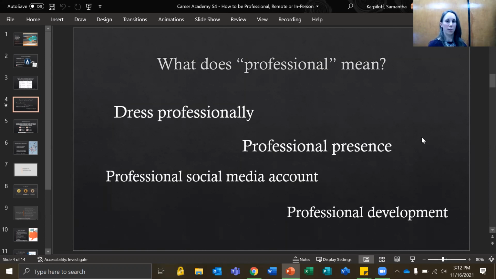And then professional development. That's something that all of us professionals in the workforce hopefully are striving for, to keep up with current trends in our fields and make sure that in terms of the career team, we're presenting you with the most current accurate information to help you be prepared for the workforce. So those are just some common phrases that you probably have heard at one point or another.